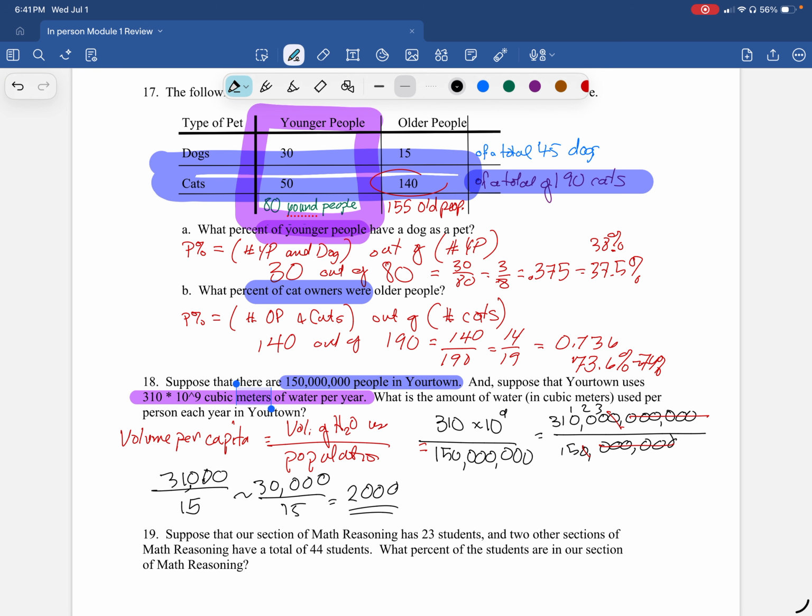So I'm now going to go to my calculator and I'll type in 31 followed by 3 zeros and divided by 15. And I get the actual answer. The calculated answer is 2,066.66666. And this is cubic meters, and this is per person. And this is cubic meters per year, actually, if we wanted. And so the units here are meters cubed per year per person.